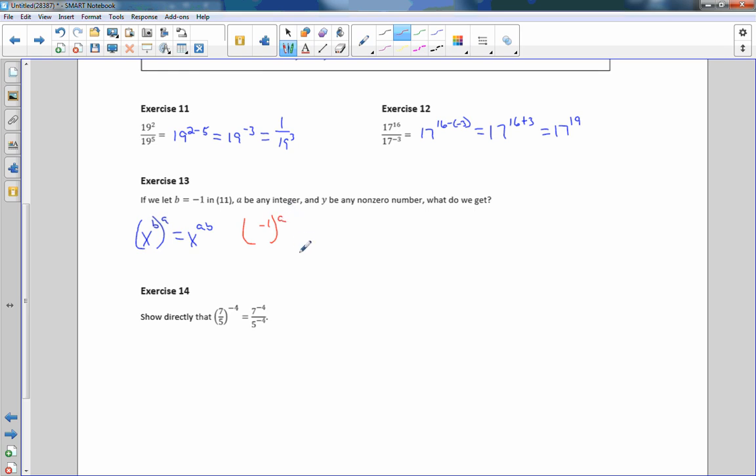And y is a non-zero number, so y is going to be our base. We're going to replace the base with y. What do we get? So what they're asking is, if y is any base to the power of negative 1 times another power of any number, what are we going to get? It's going to be y to the negative a, which is going to be the same as 1 over y to the positive a.